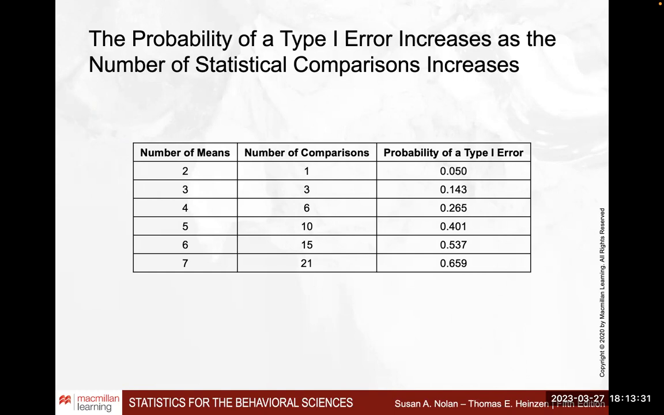As a recap, type one error is where you reject something that you wouldn't want to reject. Type two error is when you don't reject what you should have rejected. So again, if you have seven groups, you end up with 21 comparisons, which basically puts you at a 66% risk of a type one error.